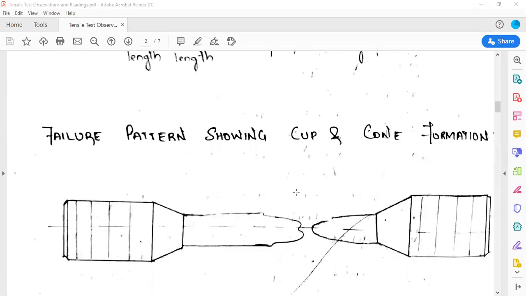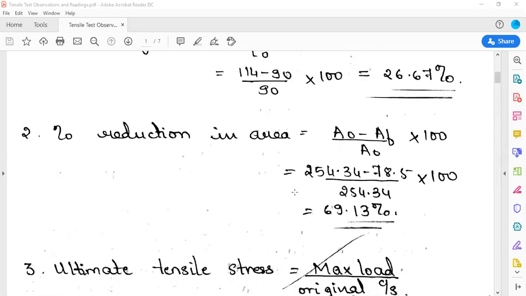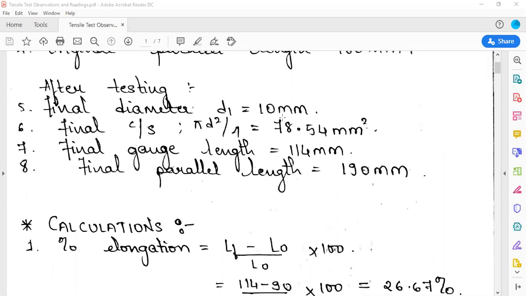I have measured the final diameter, and the final diameter of the specimen is 10 mm. After that, once you get the final diameter, the final cross-sectional area is found using the same formula, pi by 4 d square. Substitute the final diameter, 10, and it will be 78.54 mm square.